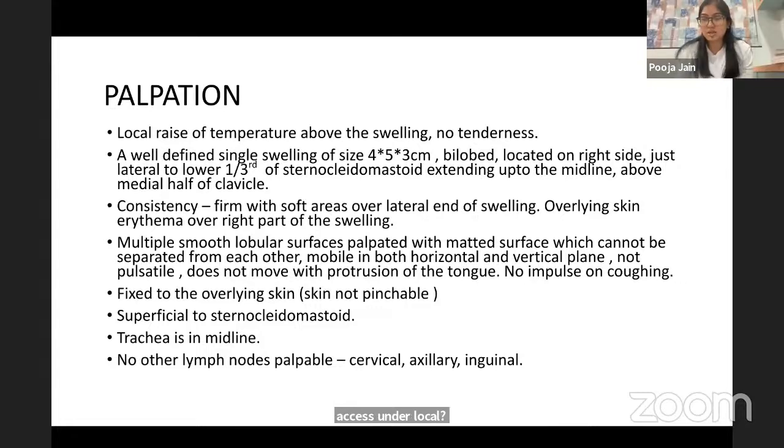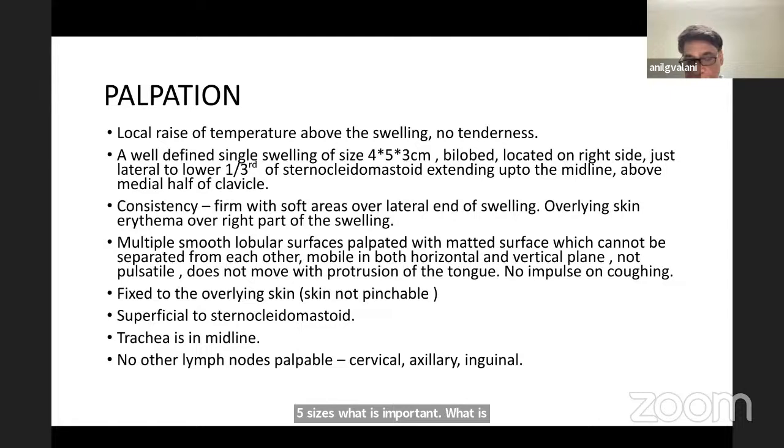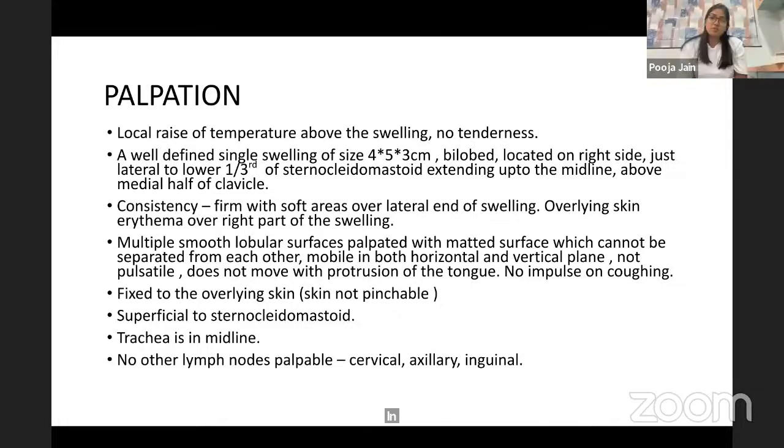Yes, sir, if the abscess size is small, it can be drained in local as well. Size is what is important. What is your definition of small abscess according to size? I thought something else was more important. So it is not size, beta, it is the plane. Is it superficial to the deep fascia or is the abscess deep to the deep fascia? So superficial, if it is in superficial.